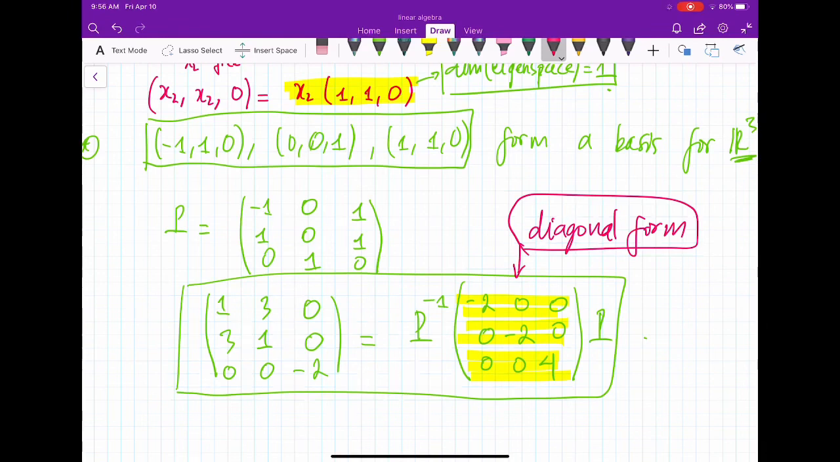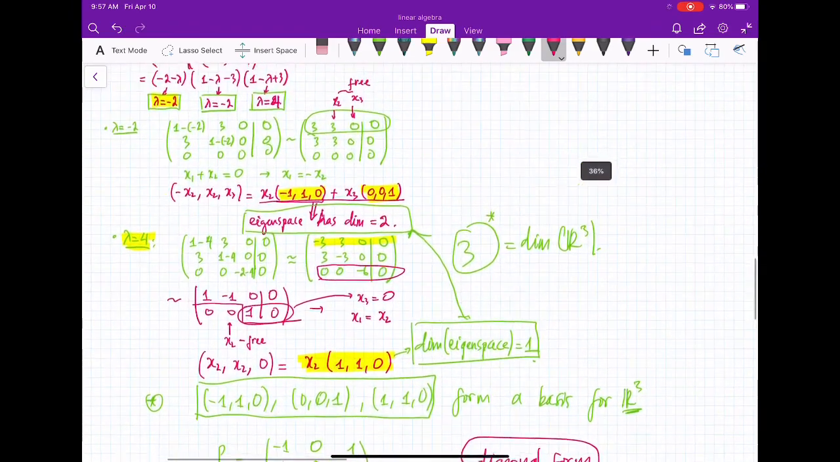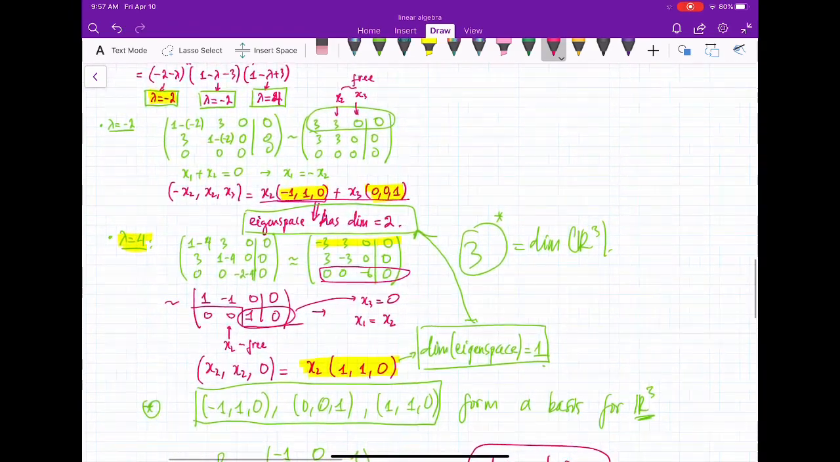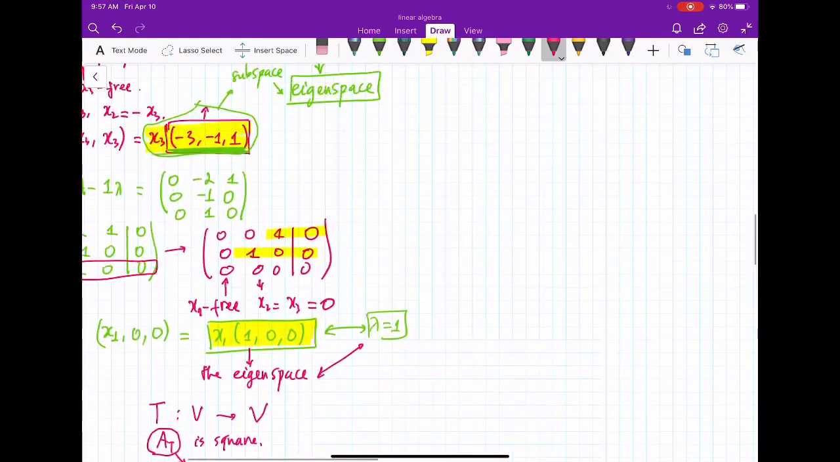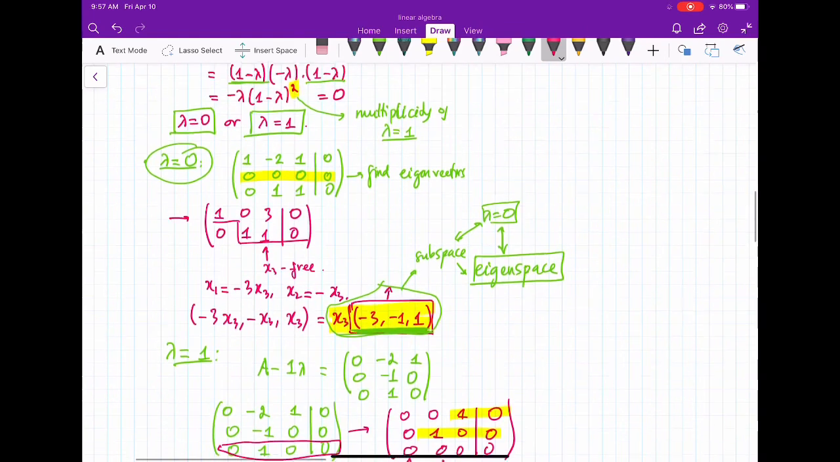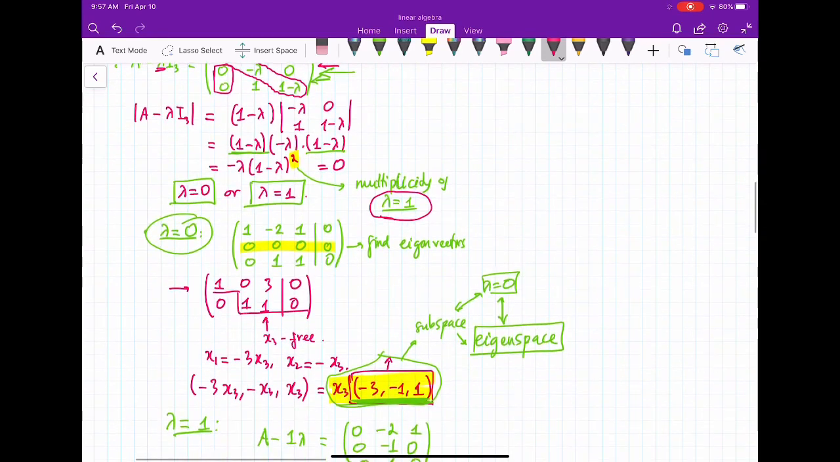So I want to suggest you to check this identity, okay, as homework. Before we finish this lecture, I would like to mention one more thing. That is about multiplicity and dimensions in here, right? So in the previous example right here, we know that the multiplicity of lambda 1 is 2, right? And the multiplicity of 0 is 1. So we have 1 plus 2 is 3.